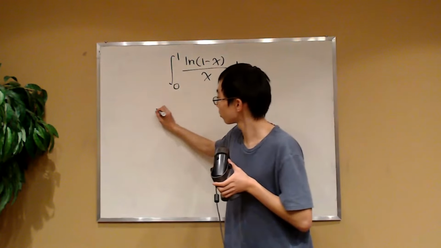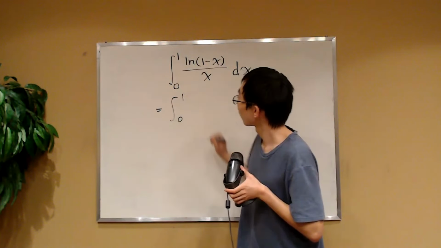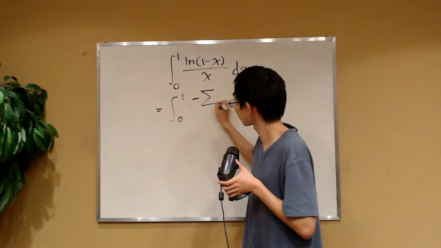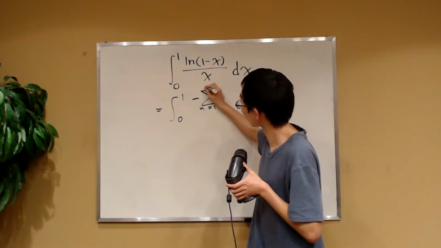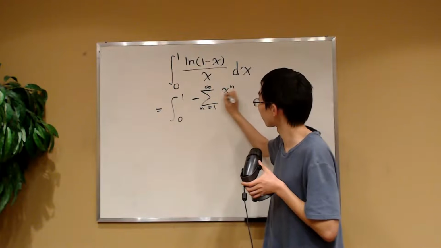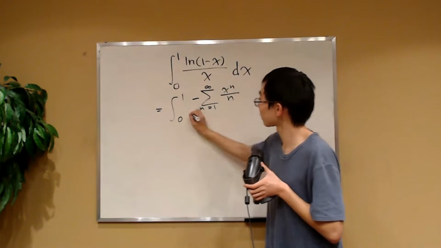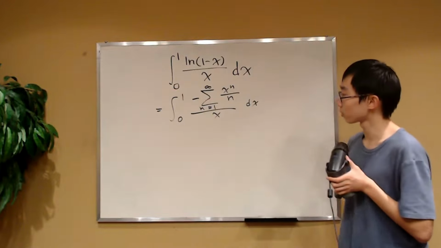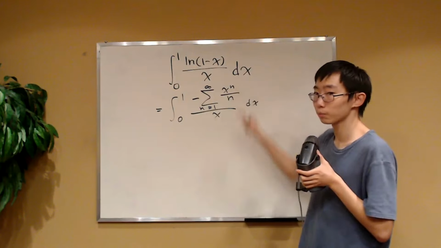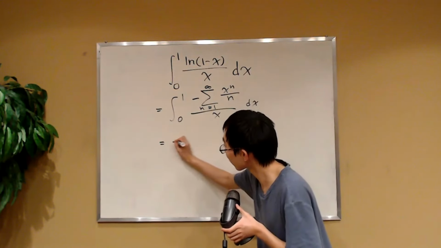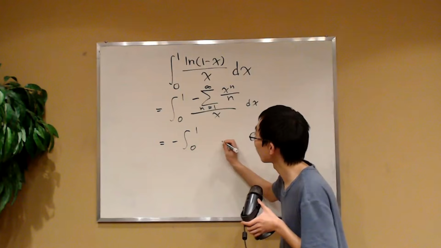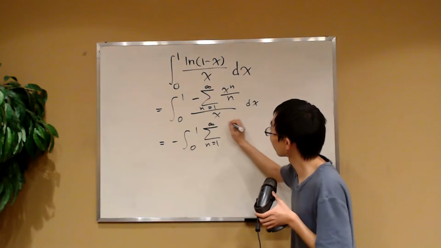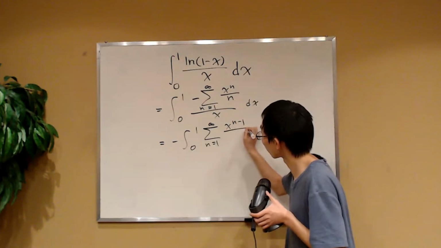So this is equal to the integral from 0 to 1 of, we can replace natural log of 1 minus x with its power series, that is negative sum as n goes from 1 up to infinity of x to the n over n. And then at the bottom, we still have an x over here. Okay, and now we can clean this up a little bit. We have x at the bottom, so we can subtract the exponent by 1. So this is equal to the negative integral from 0 to 1 of the sum as n goes from 1 up to infinity of x to the n minus 1 over n dx.